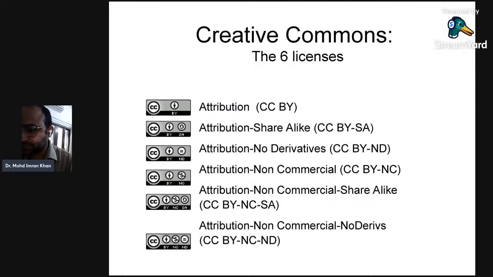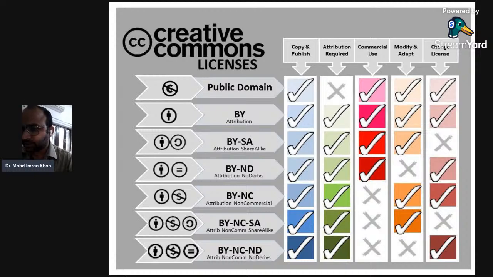These are certain icons wherein you can see attribution, share alike, non-derivative, non-commercial, non-commercial share alike, attribution, and non-commercial no derivative. So here you can see, these are the licenses.